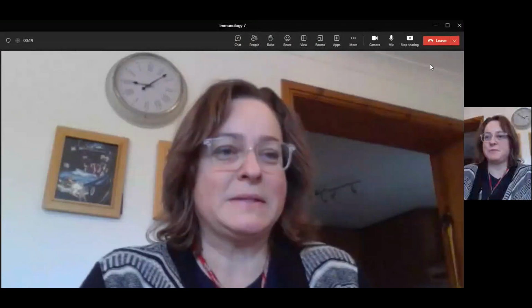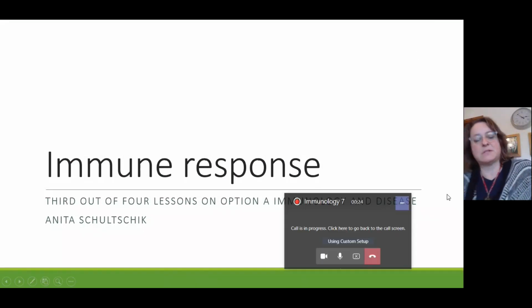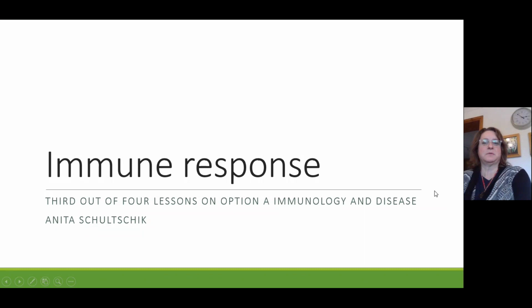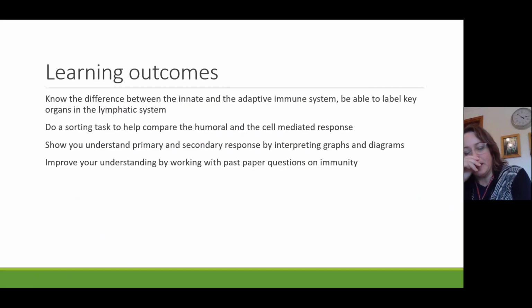Only two bits left, really: the immune system as such, and vaccines and everything surrounding the vaccines. So, immune response, here we go. Your specification with the EDUQAS is quite specific. Please do not follow anything that AQA and OCR have put on because it follows a slightly different pattern, so be careful with that. You will need to know the difference between the innate and the adaptive immune system.